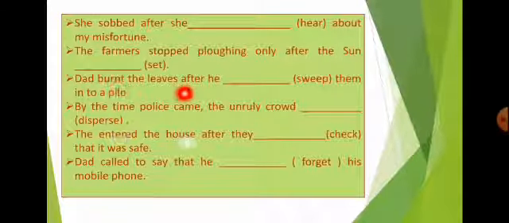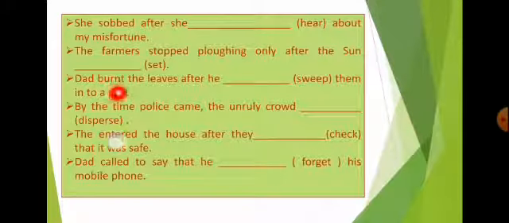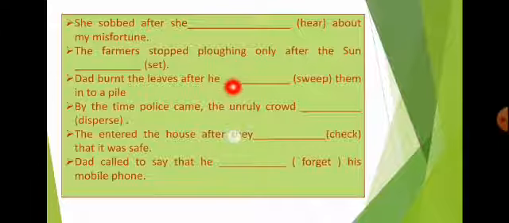Dad burned the leaves after he swept them into a pile. Burned. First we will underline burned. That is the past tense verb, means second form of the verb. Then in the blank we will write had, and we will change first form of the verb into third form of the verb, that is swept. Had swept.